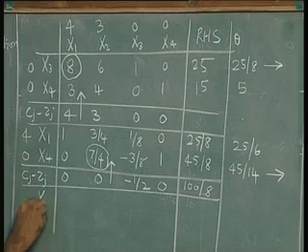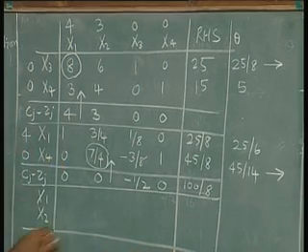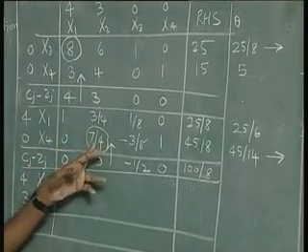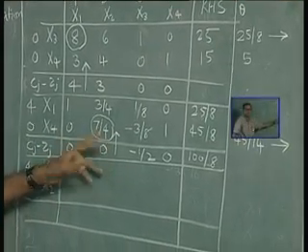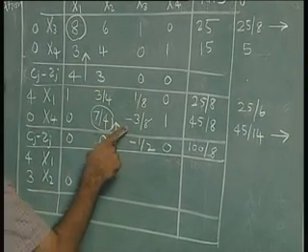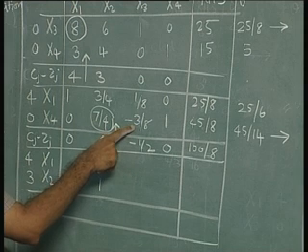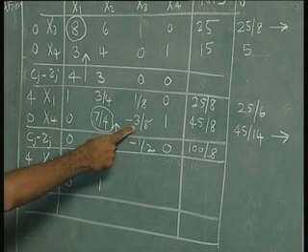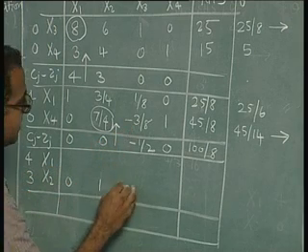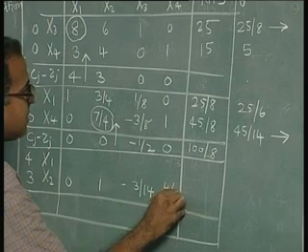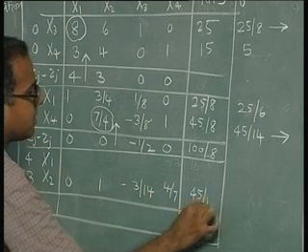So we have x1 and x2 with 4 and 3. Divide every element of the pivot row by the pivot element to get 0, 1, minus 3 by 8 into 4 by 7, which is minus 12 by 56, which is minus 6 by 28, which is minus 3 by 14. This is 4 by 7 and this is 45 by 14.